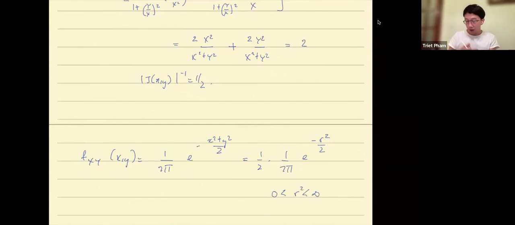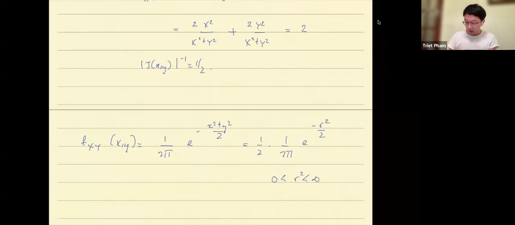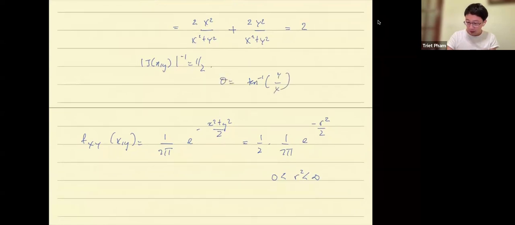What about theta? Theta is tangent inverse, right, of y over x. Now, y and x take values between minus infinity and infinity. So a tangent inverse of a number between minus infinity and infinity, all you can say is theta is between minus pi over 2 to pi over 2.